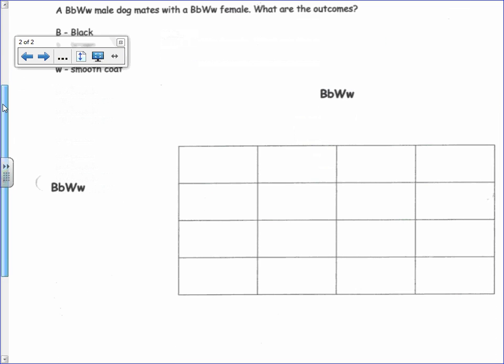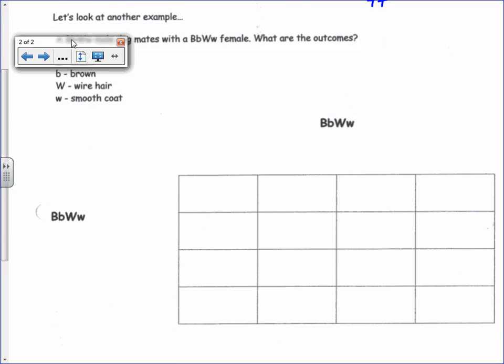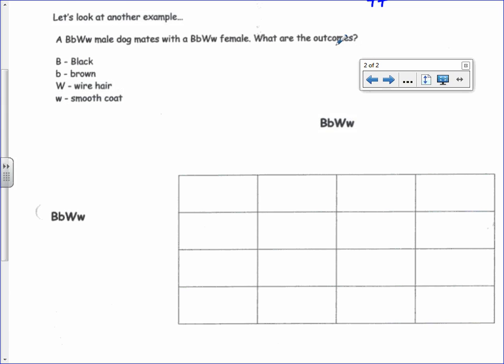All right, now let's look at another example. So in this case, we have a male dog heterozygous in both coat color and coat texture mating with a female heterozygous for color and texture. Okay, how do I know that represents both color and texture? Well, capital B is black and lowercase b gives us brown. The recessive is brown. So it's heterozygous for color.